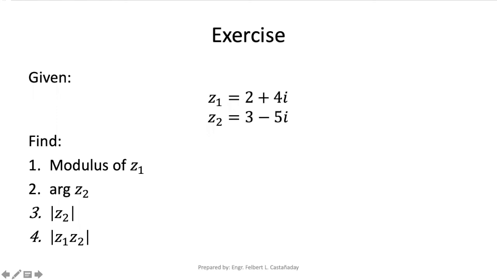Okay, before I end this video, please take note of the given, because you will be answering these 4 questions. Given z sub 1 equals 2 plus 4i, and z sub 2 equals 3 minus 5i. Again, the given are in rectangular form. Number 1, determine the modulus of the first complex number z sub 1. Number 2, determine the argument of z sub 2. Number 3, the absolute value of z sub 2. And number 4, the absolute value of z sub 1 times z sub 2. Good luck!